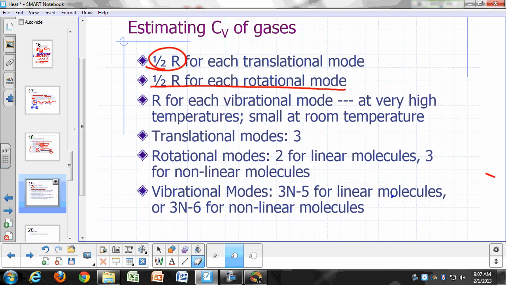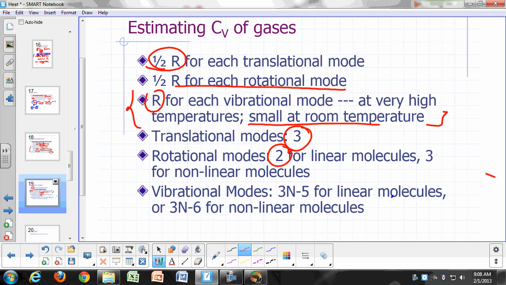Now for each vibrational mode, at very high temperatures, its contribution is going to be R, but usually contributions of vibrational modes to heat capacities tend to be small at room temperature, so you can neglect this. So there are 3 translational modes, 2 rotational modes for linear molecules, and for non-linear molecules like water, for example, it's going to have 3 rotational modes. You're going to need 3 angles to define the rotation of a water molecule. All right, so the vibrational modes would be 3n minus 5 if it's a linear molecule.